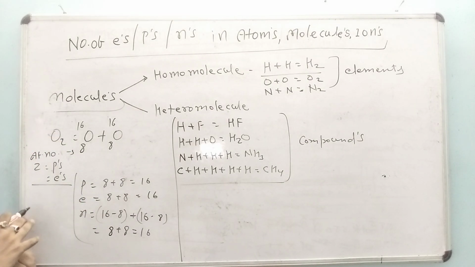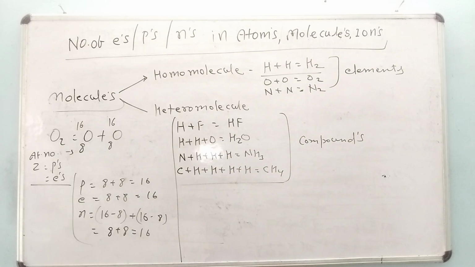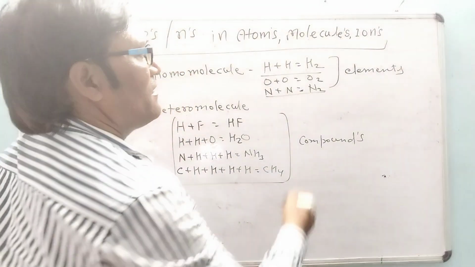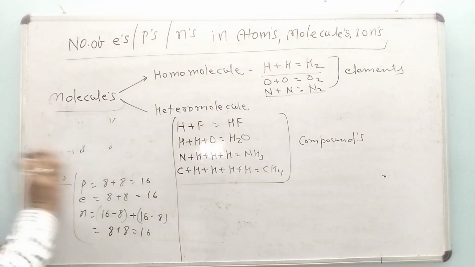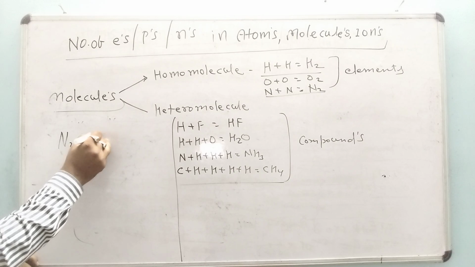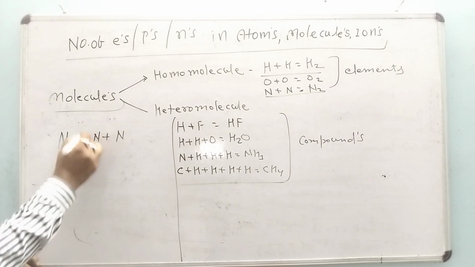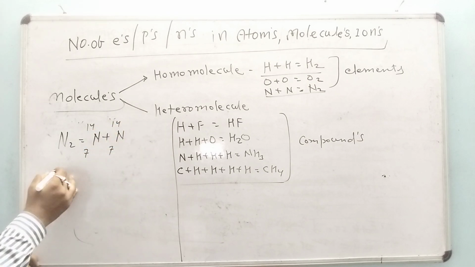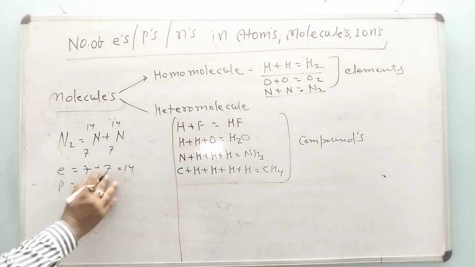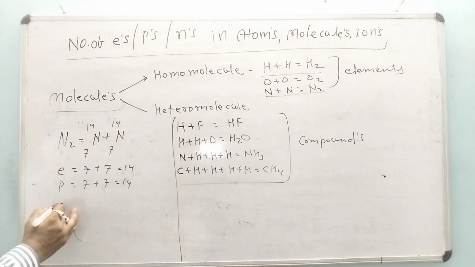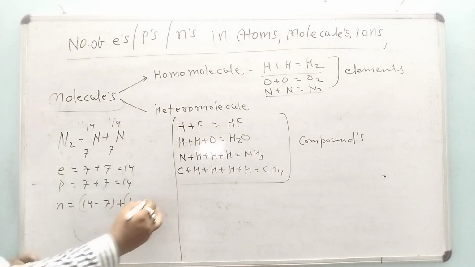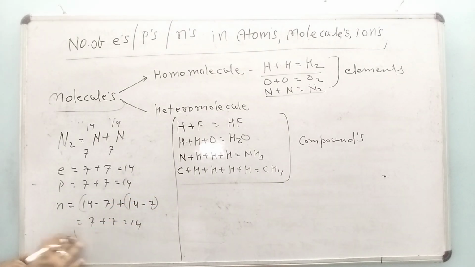With the help of this type of explanation, we can find the number of electrons, protons, neutrons in N2. In case of N2, N2 is composed of nitrogen and nitrogen atoms. Here 7 and 14, 7 is the atomic number, 14 is the atomic mass number. Electron 7 plus 7, 14, proton 7 plus 7, 14, and neutron is equal to 14 minus 7 plus 14 minus 7, 7 plus 7 is equal to 14.